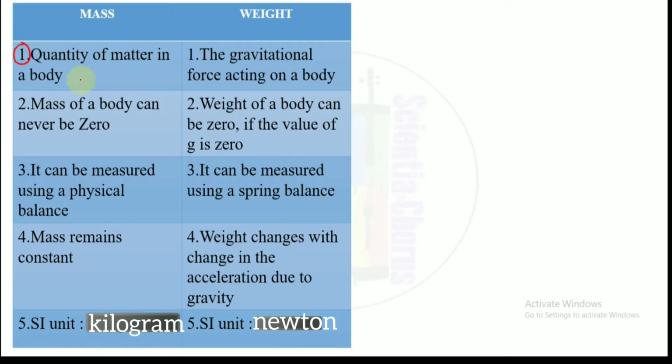Quantity of matter in a body is called mass, and the gravitational force acting on a body is called weight. Generally, for quantity of matter, we know that matter is something which occupies space and has some mass in it. Here, matter is related to the number of atoms in that substance. So that's why, at the second point, the mass of a body can never be zero. Quantity of matter in a body is nothing but the number of atoms present in a particular body.